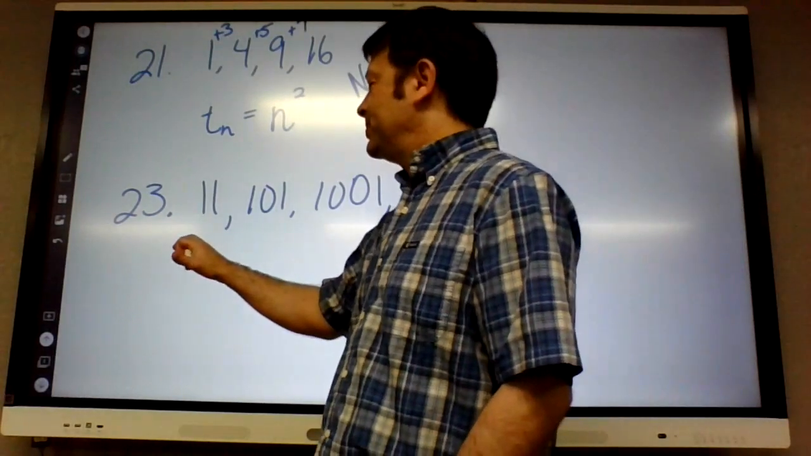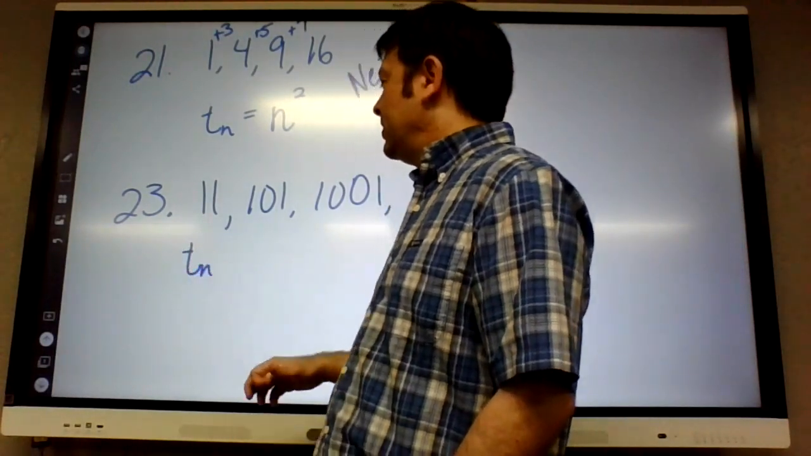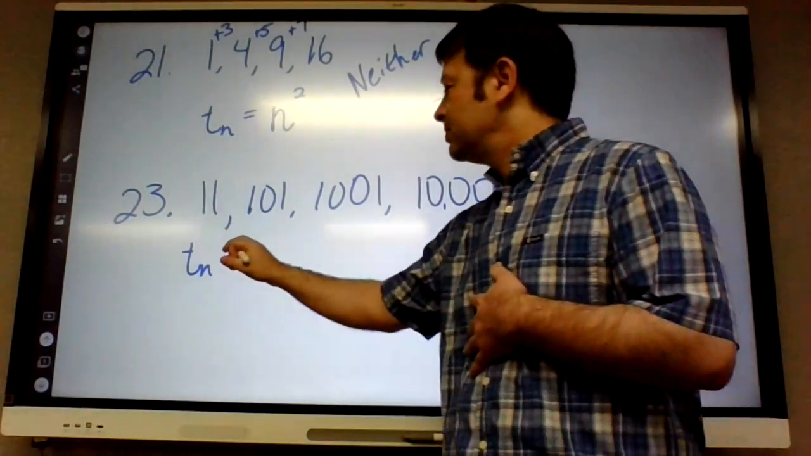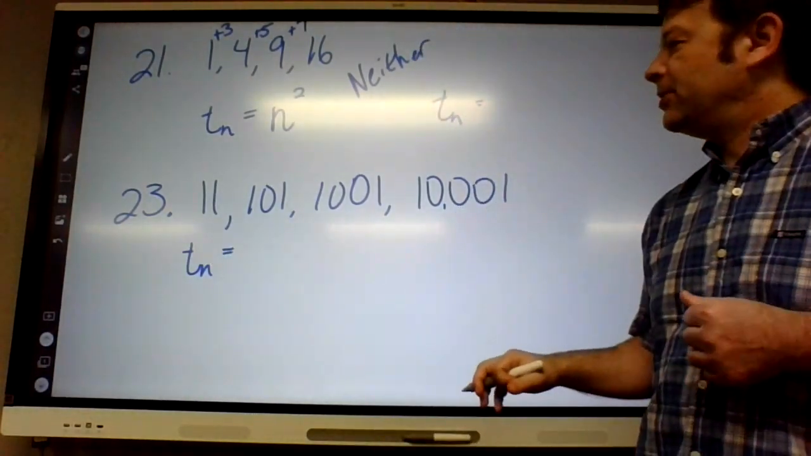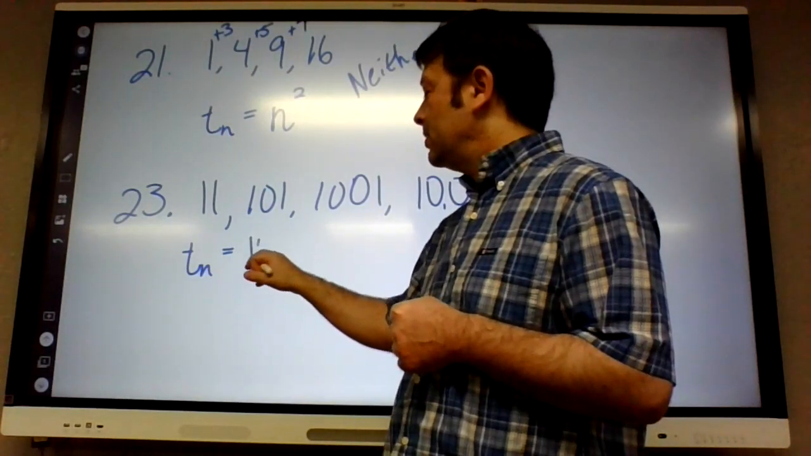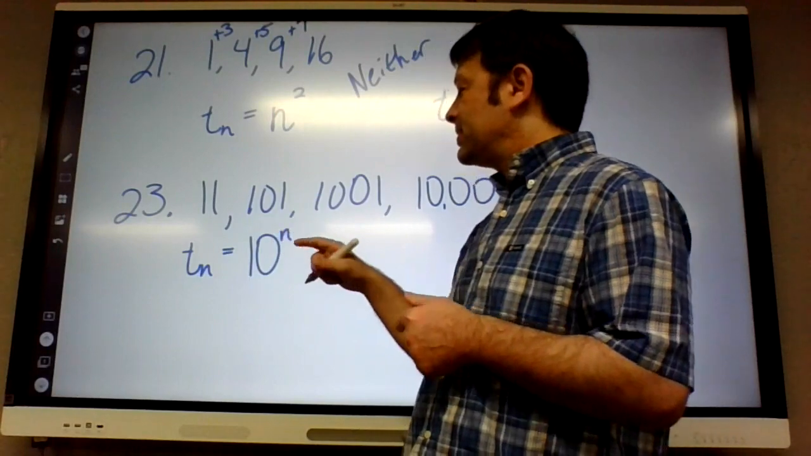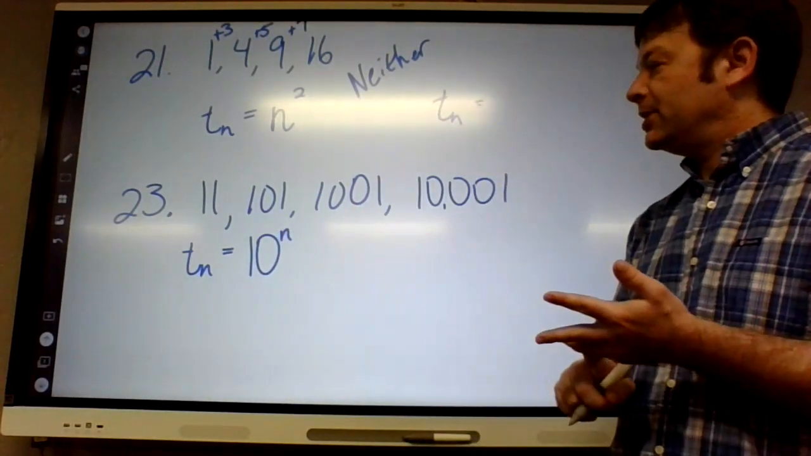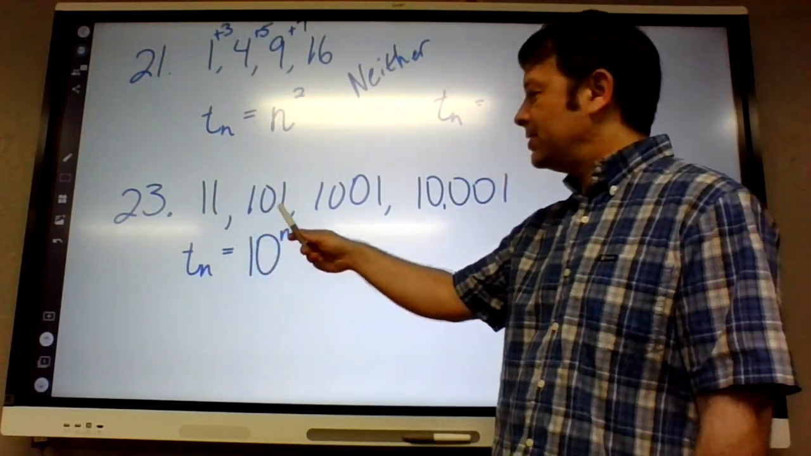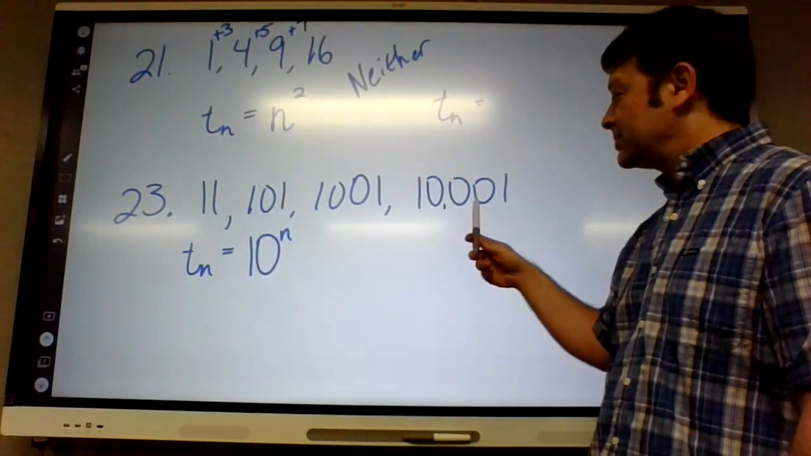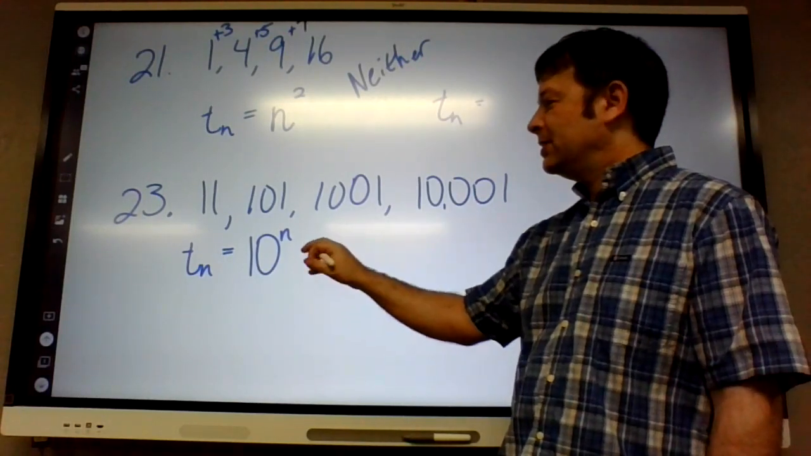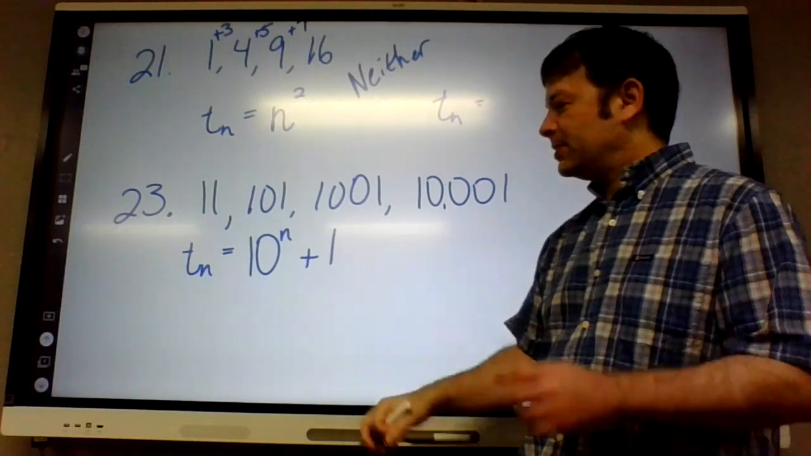Any ideas on this one? Is it multiplied by 10? Almost. That's part of it. So if I did 10 to the n, because that would multiply by 10s over and over again. Because 10 to the 1 is 10, 10 to the second is 100, 10 to the third is 1,000, 10 to the fourth is 10,000. So this is a little bit off. How far off is it? 1. So I need a +1.